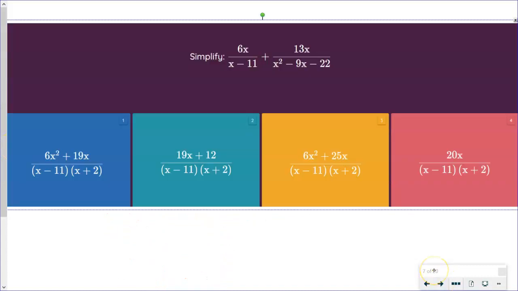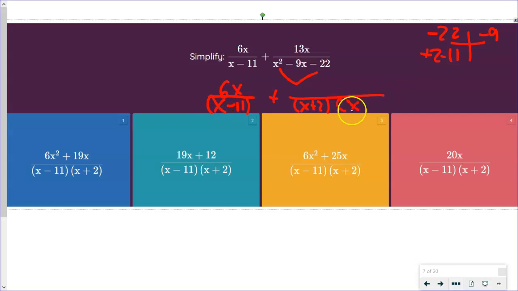All right. Next question. Okay, we're adding, so that means we have to have the same denominator, the same bottom. So I'm going to do a times c here. So 2 factors that multiply to negative 22, but add to negative 9. It is 2 and 11. And the 11 has to be negative. So I'm going to rewrite that. I have a 6x over x minus 11 as a factor, plus here I have x plus 2, and I got x minus 11 on the 13x.